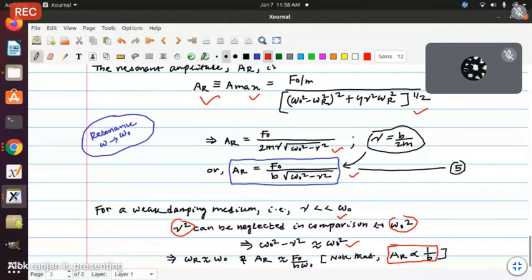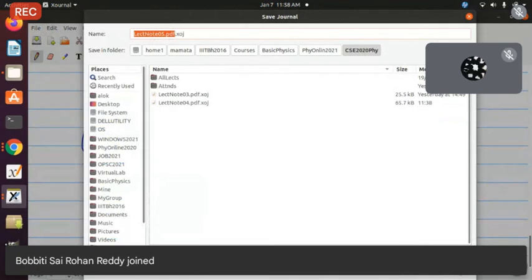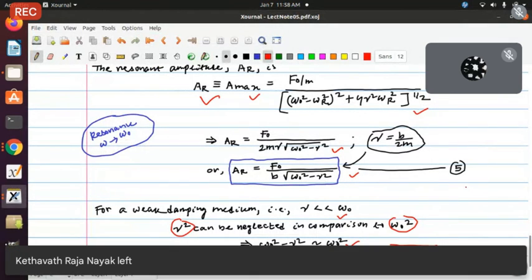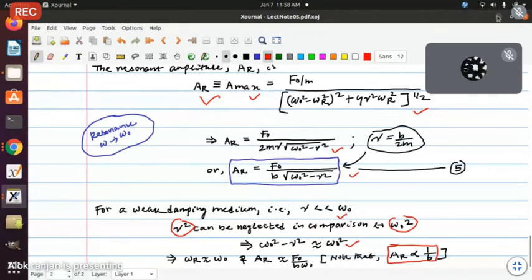Okay, so this is all about the forced damped harmonic oscillator and its consequences. That means the resonance. So everybody should try to avoid resonance.